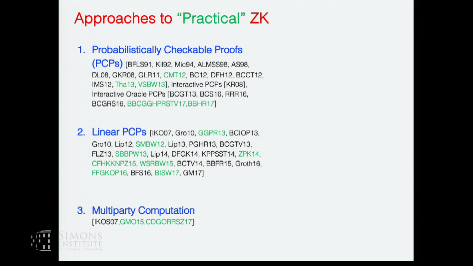The second is linear PCPs. This is the one that's more popular in practice. It's in the Zcash zero knowledge system and many of the others like Bulletproofs, etc. And the third category is multi-party computation, and this is where Ligero sits. But I'm going to say that, now that these things are getting unified, the things that come out of multi-party computation are indeed an interactive version of PCPs.